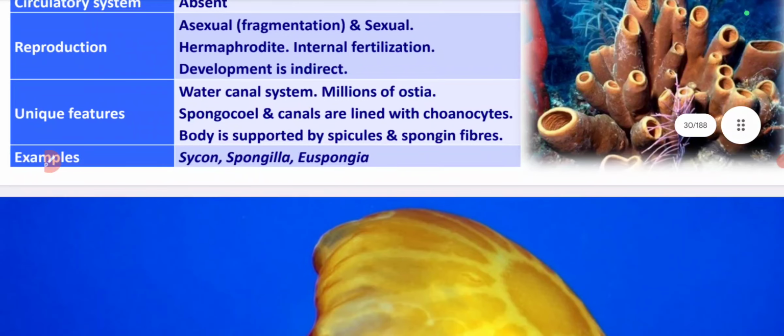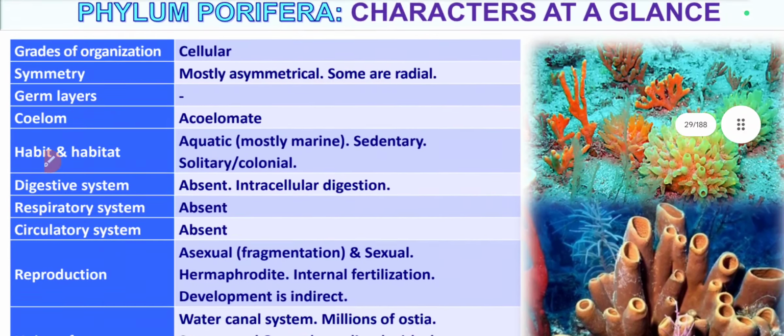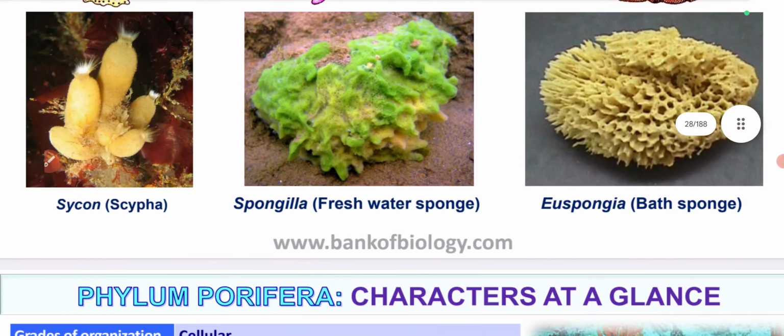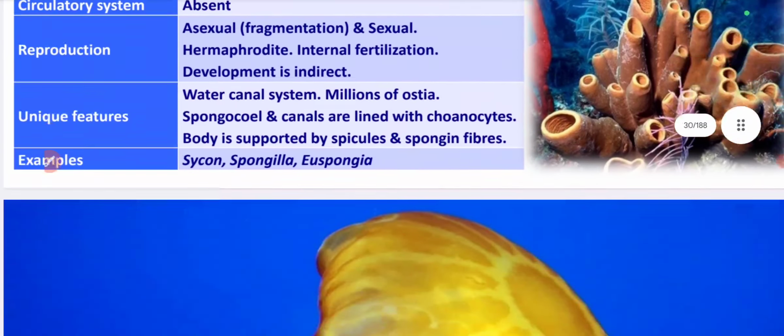Unique features: the water canal system, millions of ostia, spongocoel and canals lined with choanocytes. Body supported by spicules and spongin fiber. Examples: Sycon, Spongilla, Euspongia. Also remember the other names of these organisms. Sycon's other name is Scypha, Spongilla's other name is freshwater sponge, and Euspongia means bath sponge.